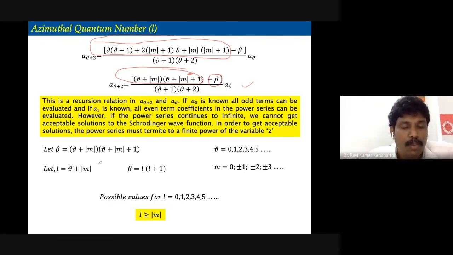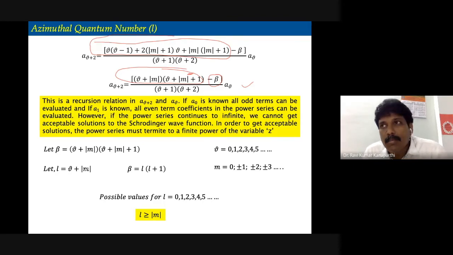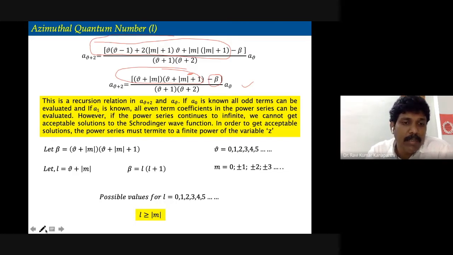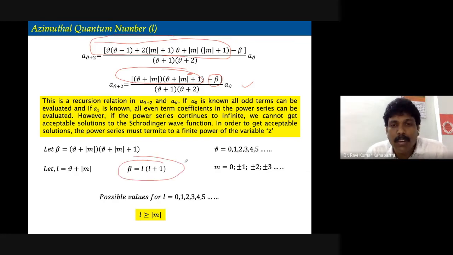In order to get the acceptable solution, it has to be this much. And then, it is very difficult to write down again and again nu plus delta, nu plus modulus of m. Instead of writing that one, let us make a small substitution that L is equal to nu plus modulus of m. As a result, beta value becomes beta is nothing but L into L plus 1.